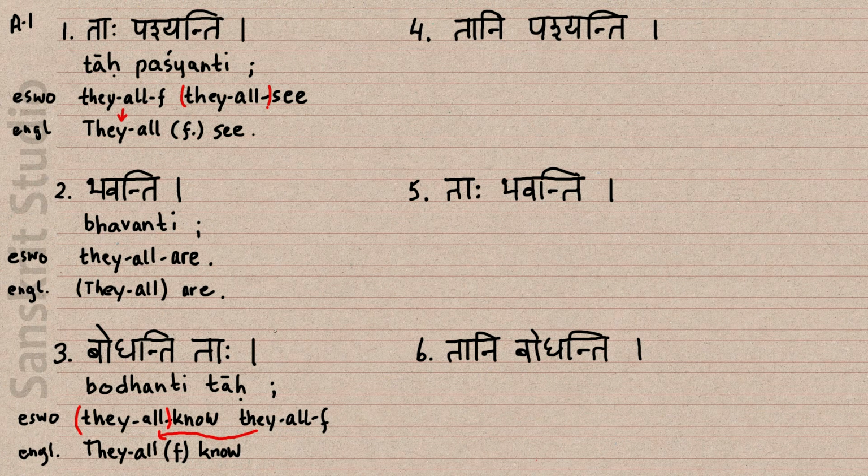So all pronouns are of course not always the subject. They can be the object also. So it has to be a pronoun and it has to be a subject of the sentence for us to be doing like this. Okay, so they all know. Good.